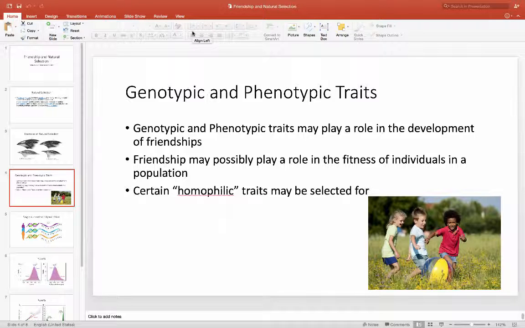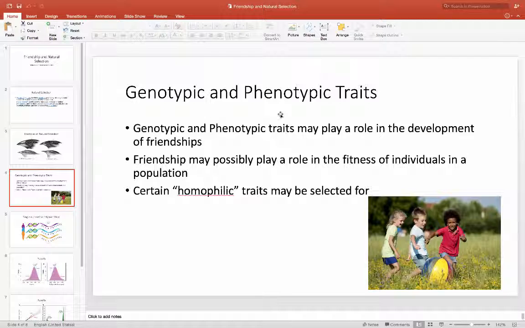Now we must discuss what a genotype and a phenotype is. The genotype of an organism is the genetic makeup of an organism. The phenotype is the visible or expressed traits of this organism. In humans, a phenotype may be something like hair color.